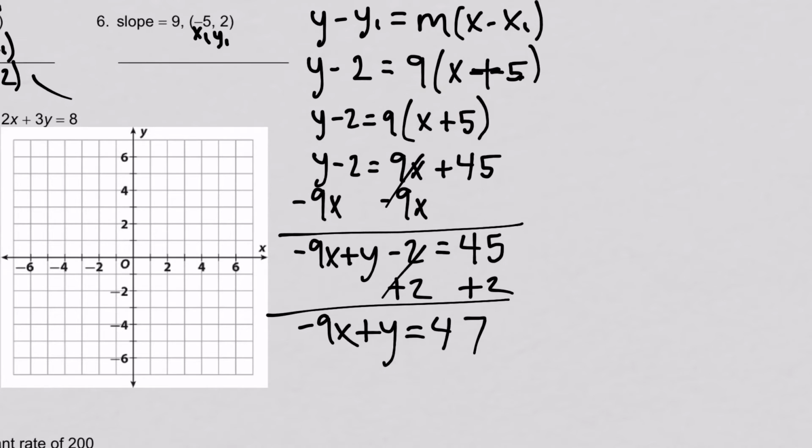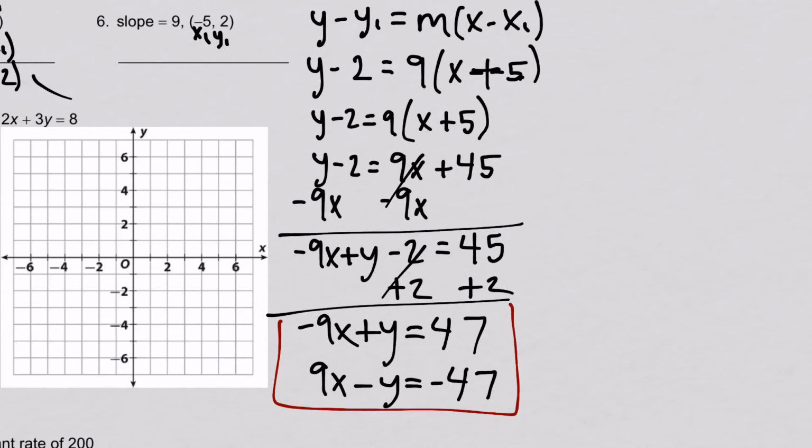That's correct. Of course, if I want to, I can turn that into positive 9x by multiplying by negative 1. Positive 9x minus y equals negative 47. Both of those are the same thing. They're the same equation. They are both correct.